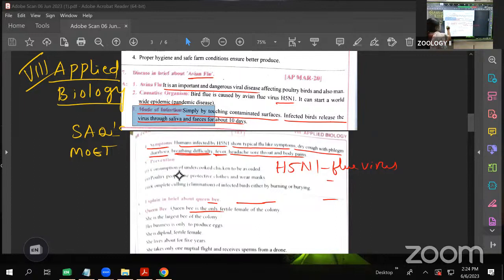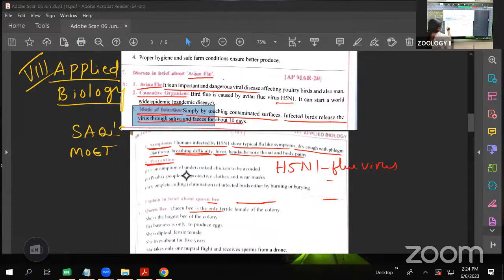Next, the prevention. How do we prevent this disease? First we write the avian flu, then the causative organism, and the mode of infection. After that, the symptoms that occur in humans. Then the prevention, how we prevent this disease, we are going to discuss here.